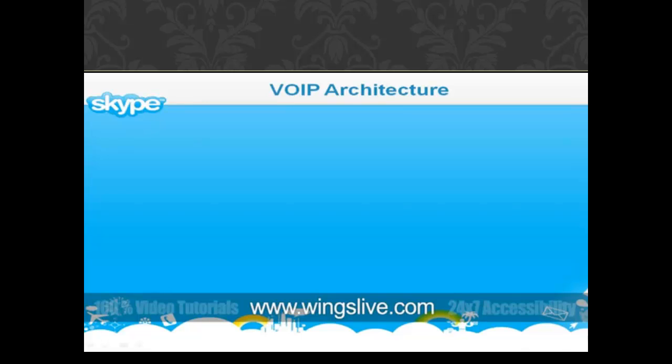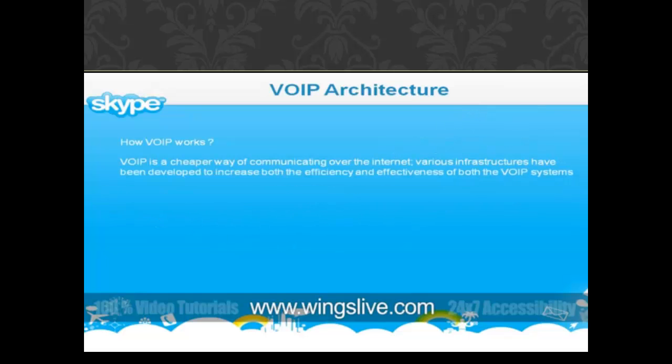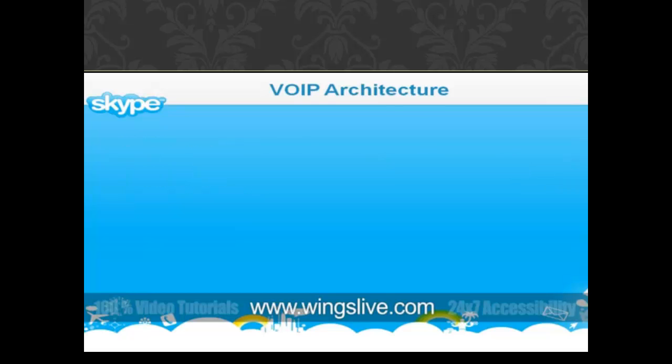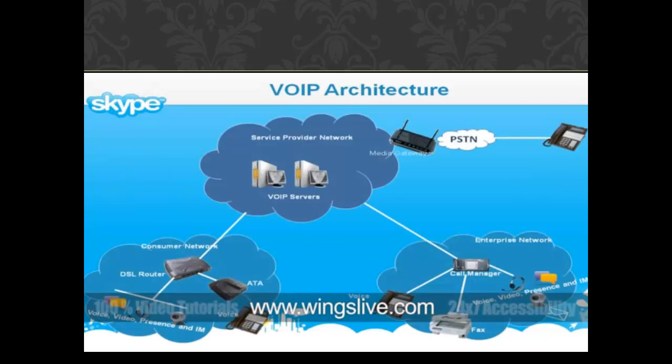VoIP architecture. Here we see how VoIP works. From the last lesson, you got some idea about Skype. Now here we'll see the architecture. As you know, VoIP is a cheaper way of communicating over the Internet. Various infrastructures have been developed to increase both the efficiency and effectiveness of both the VoIP systems and the VoIP architecture. Have a look at the image which shows the VoIP architecture.